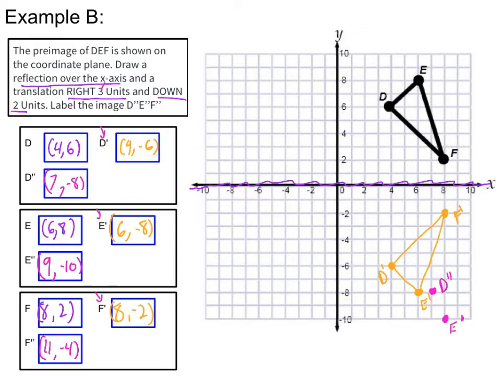And then our last one we're going to have a bit of a problem with because we need to go over to 11, which is not on our graph, but we'll try our best. And down negative 4. And then we've got F double prime. Now we're going to connect all of our points together to make a decent looking triangle. So again, it looks like we've completed our second transformation. Now let's take a look at example C.